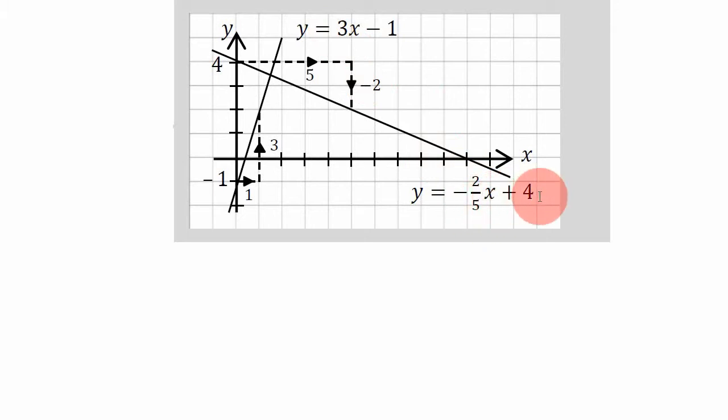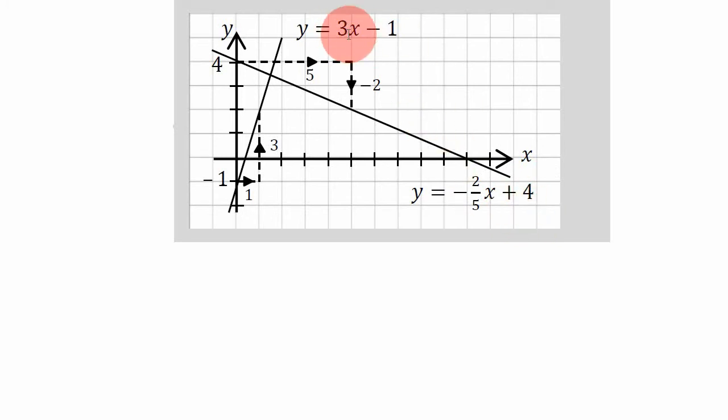Okay, so the two bits that are really important once you've got it in this format are, the number in front of the x, that tells you the gradient. I'm going to talk about what the gradient is, what it means, and what it does. And the number at the end is the y-intercept. I'm going to explain what y-intercept means. That's actually really easy, so I'll probably start with that.